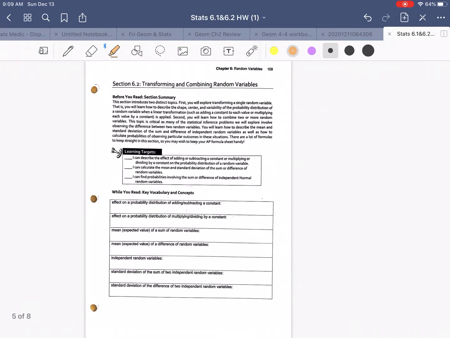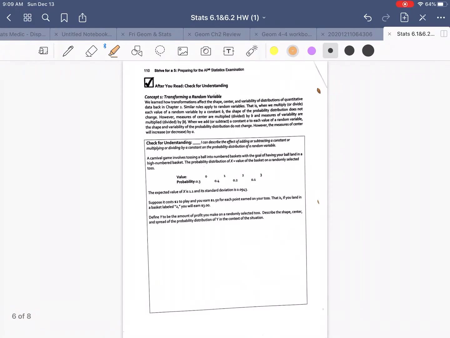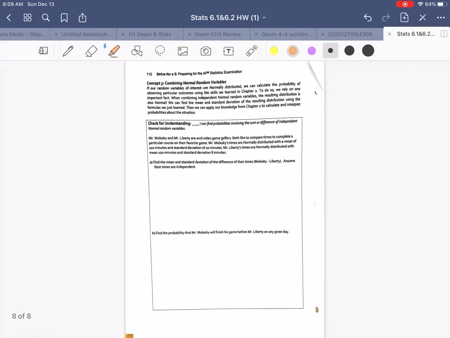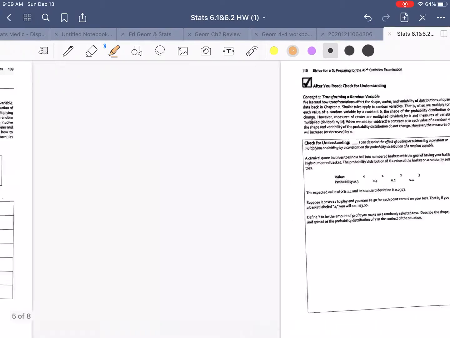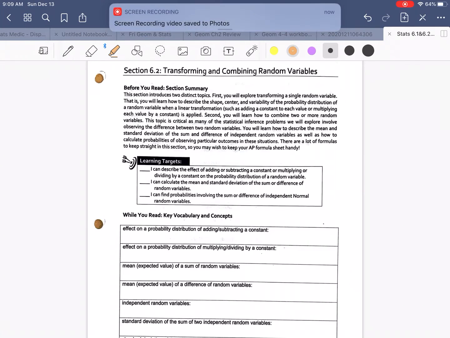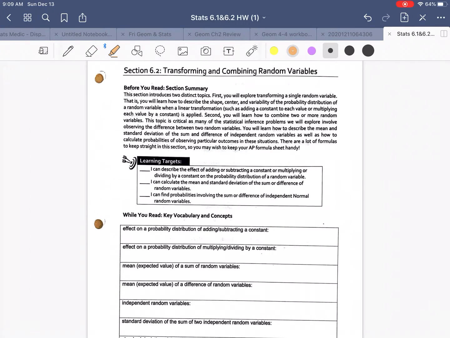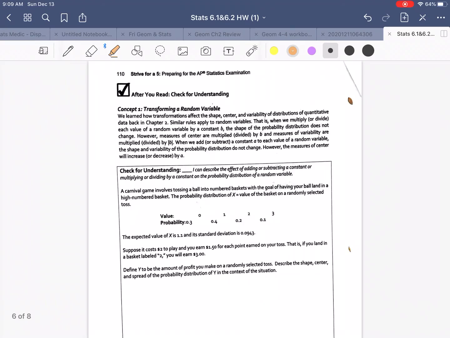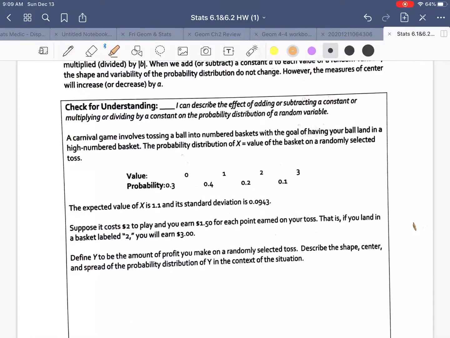Hey guys, welcome back. We are going to do the sections for 6.2. So these three examples would help you review section 6.2, transforming and combining random variables. You should try to do these on your own with your notes and then watch the video.